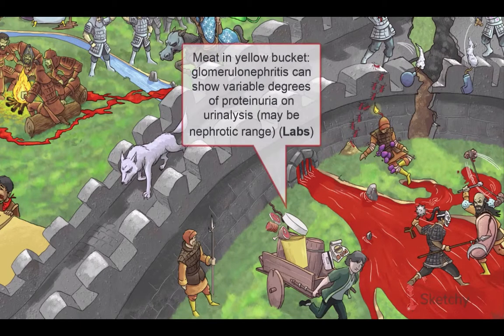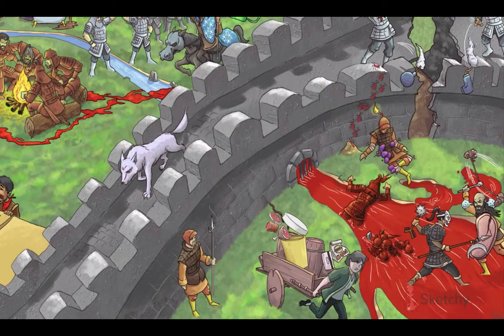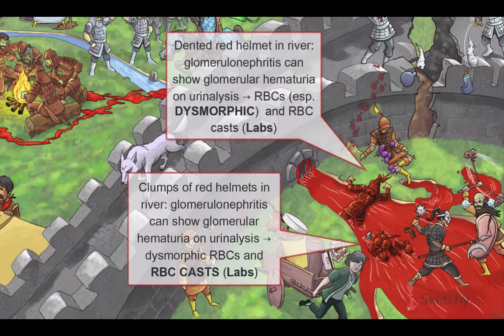This dude running off with all his worldly protein possessions represents proteinuria. In the setting of glomerulonephritis, urinalysis can show variable degrees of proteinuria, typically greater than 150 milligrams per day. These values can sometimes be in the nephrotic range even. We are not done with that urinalysis, friends. Let's look at that sediment.